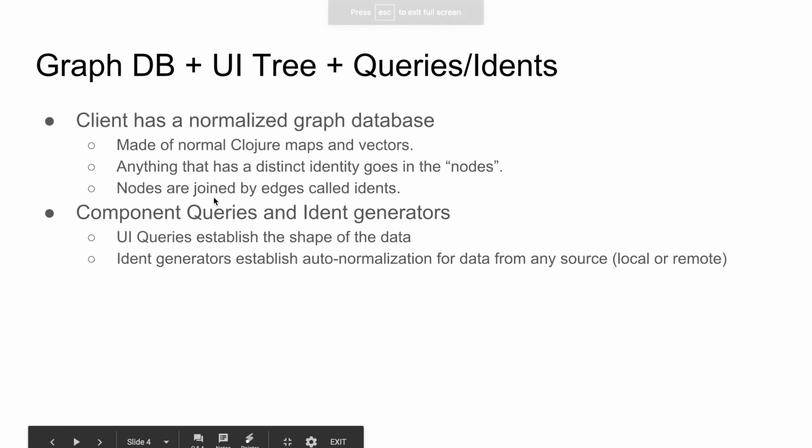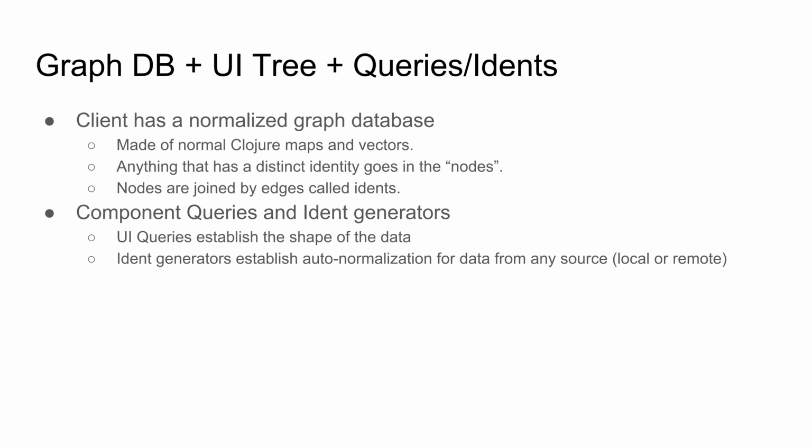So what we've got in Fulcro is a graph database, a UI tree, and some things called queries and idents. The normalized database is just made of normal Clojure maps and vectors, and anything that has a distinct identity goes in the nodes of the graph. The nodes are joined by edges called idents. We'll see demos of this as we go, and then component queries and ident generators go on the components, and the UI queries establish the shape of both the tree of UI data and the shape of the UI, and ident generators just establish auto-normalization for data from any source. So this is a big unifying aspect of Fulcro, and it's one of the big advantages.